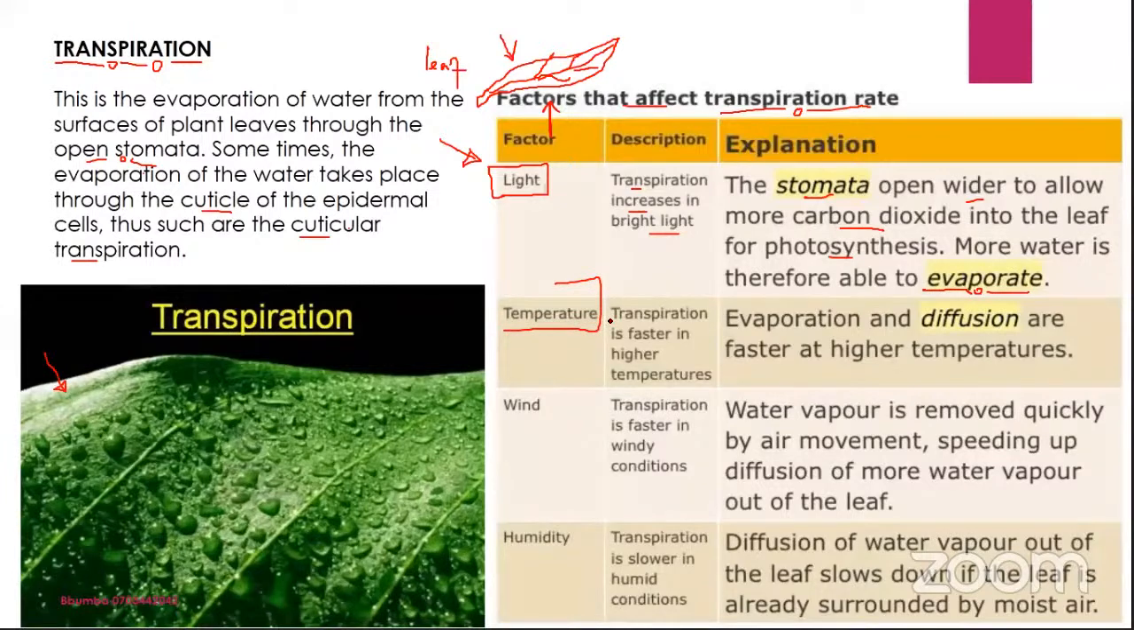Another factor is temperature. Imagine yourself, imagine you are a plant. When do you normally sweat faster? Is it cold? But no, that example may kind of confuse you. But transpiration is faster in higher temperatures. Why? Evaporation and diffusion are faster at higher temperatures. Why? So we're going to expand more on some of these.